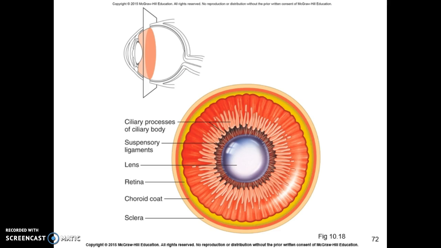All right, so here is the front section. We will call this the pupil in a moment, but the lens is right here. We have the sclera, which is the outer white portion, and the choroid is in the center.